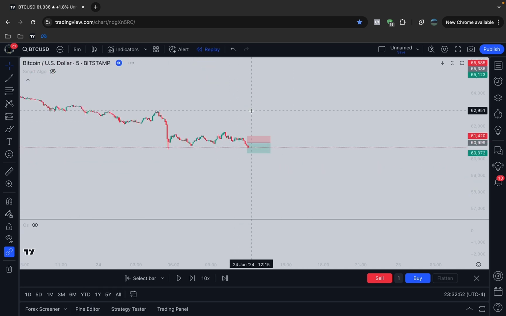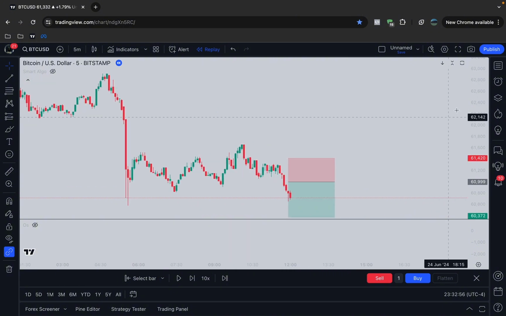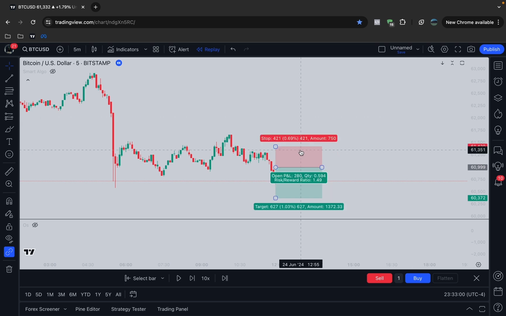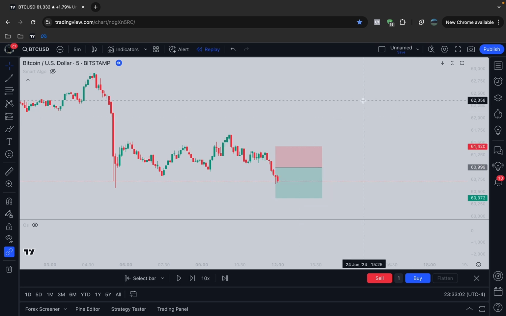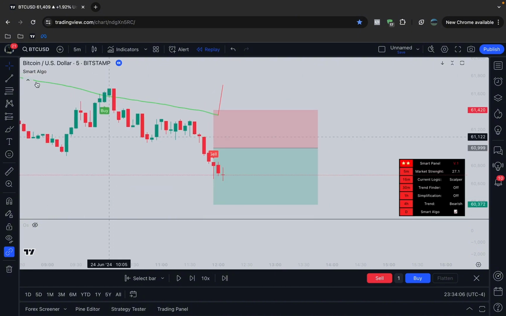All right, so we're on the chart, guys. First thing you want to do is activate the Smart Algo indicator. Since Smart Algo is a premium indicator, you will not be able to see it on the public TradingView library. I'm going to show you guys exactly how to gain access to this indicator at the end of the video. Once you have the indicator activated, you're going to have to copy these settings right over here, guys.